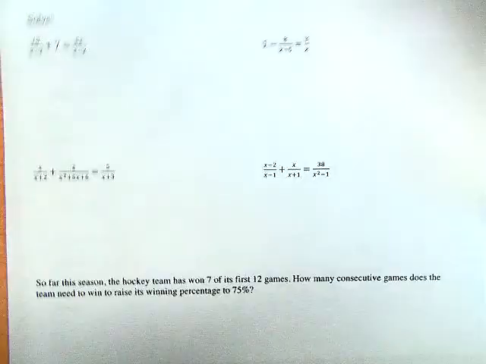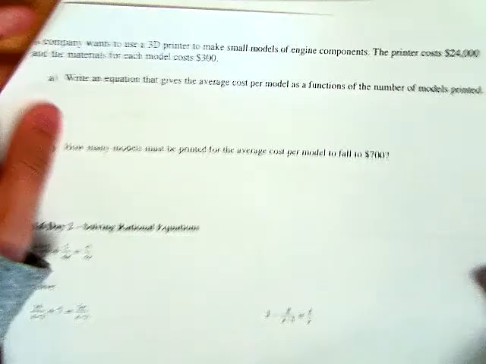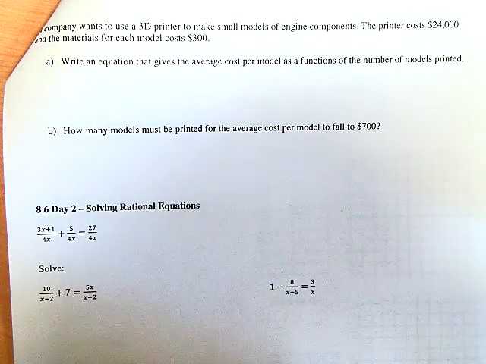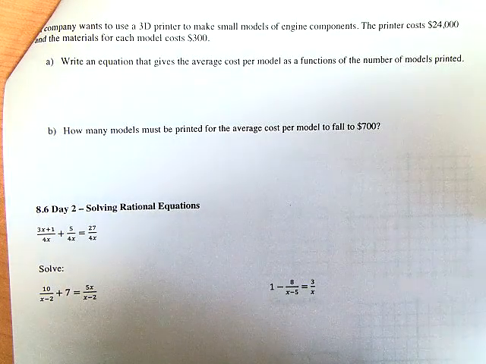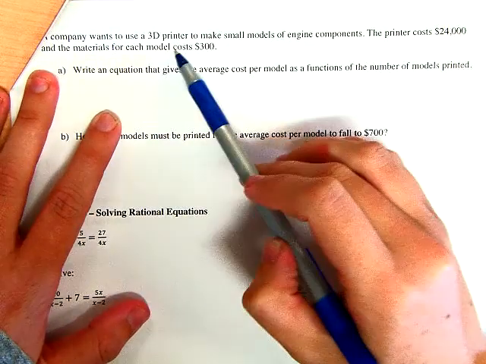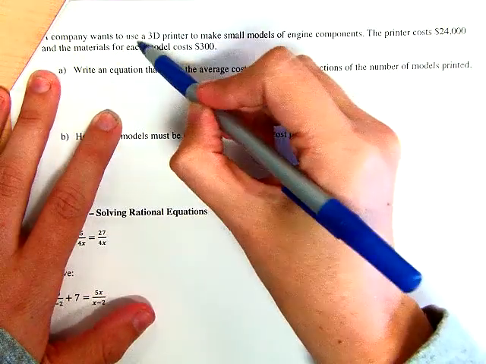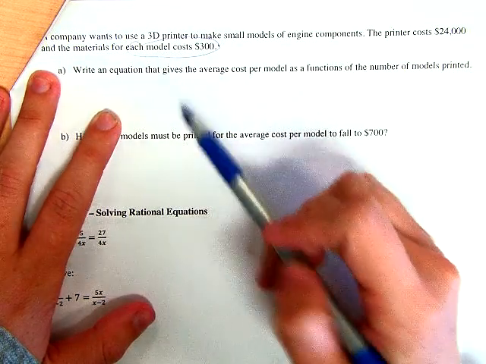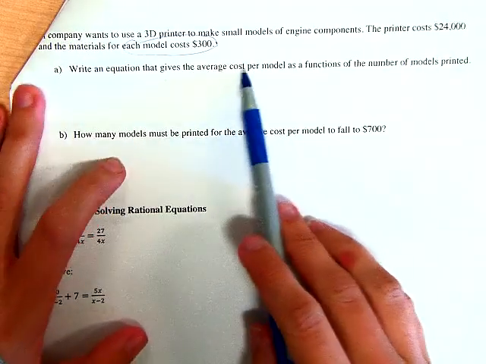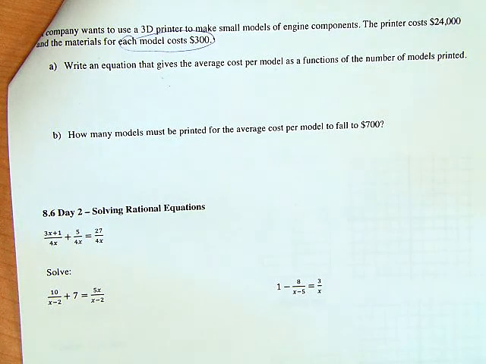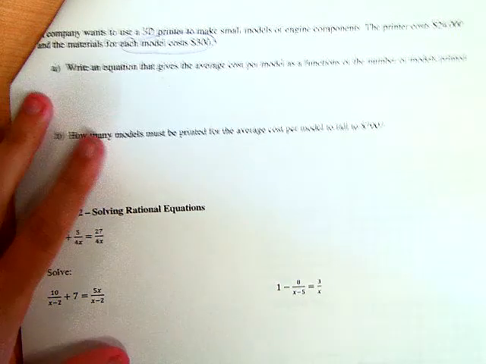Okay. One more word problem and then we'll be done. A company wants to use a 3D printer to make small models of engine components. The printer costs $24,000 and the materials for each model cost $300. So for each model, it's $300. There's your variable right there. Write an equation that gives the average cost per model as a function of the number of models printed.